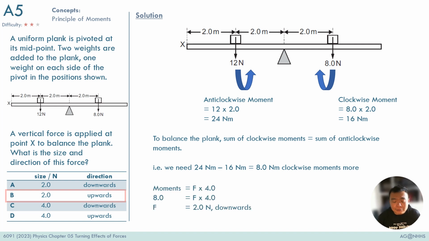So I use the moments equation. Force at X, I'll just let it be F, and the distance of X away from the pivot is just 4 meters, and I need to create an 8 Newton meter additional clockwise moment, and that's how I can get a force of 2 newtons. And the direction of force at X needs to be downwards, because when you press downwards on X, it will make the plank rotate clockwise, which is exactly what we need, an additional 8 Newton meter of clockwise moment.